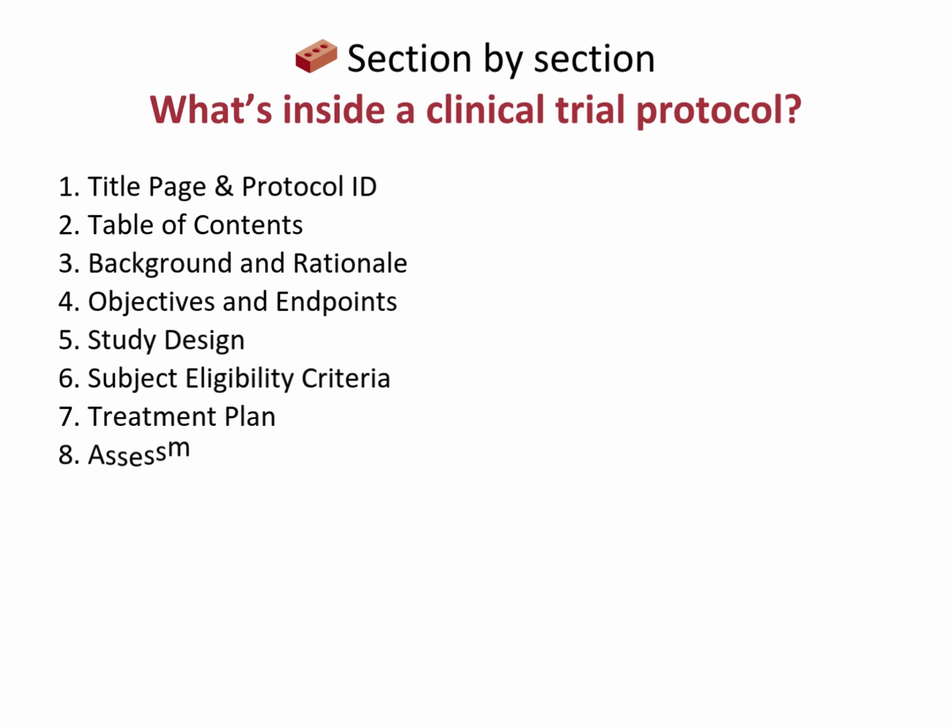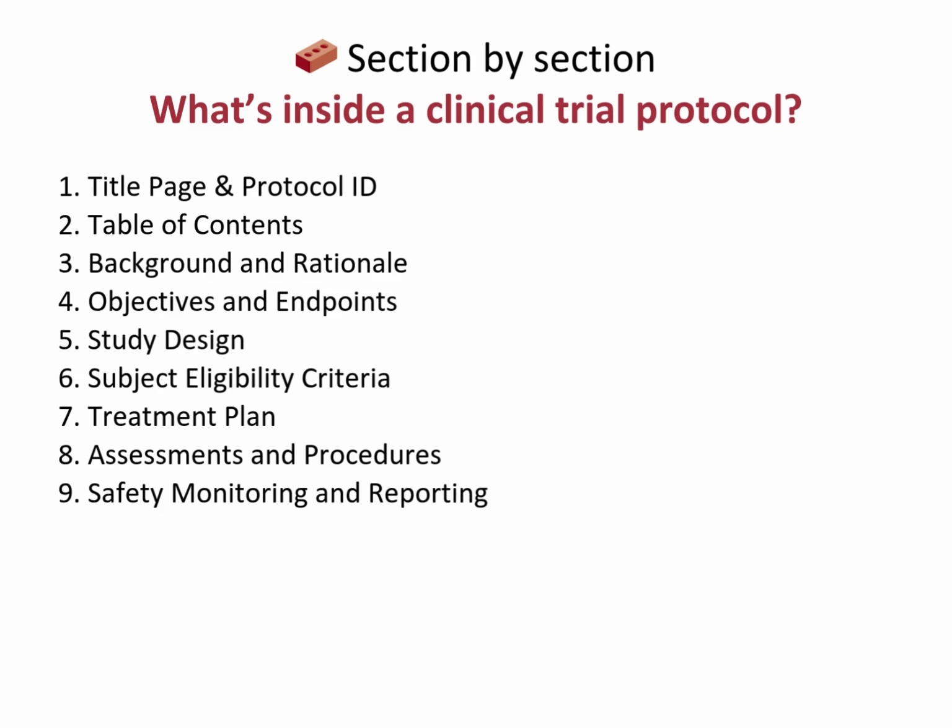8. Assessments and procedures. How and when will data be collected? Think lab tests, imaging, physical exams, questionnaires. This is the how of measuring outcomes. 9. Safety monitoring and reporting. This section outlines how adverse events will be identified, recorded, and reported, ensuring participant safety throughout. 10th, statistical analysis plan. This explains how the data will be analyzed, what statistical methods will be used, how missing data will be handled, and what sample size is needed.